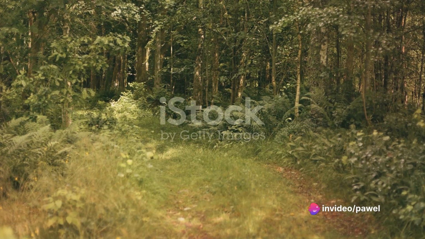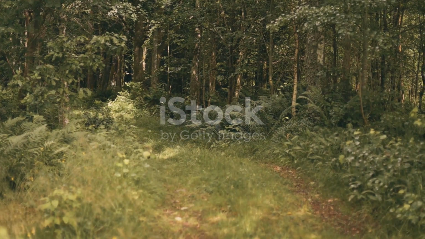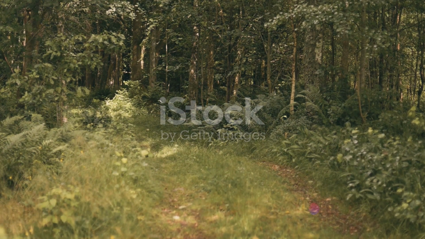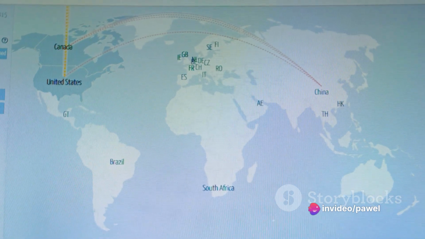Imagine walking through a forest without a map. You won't know where the pitfalls are or which path leads to safety. That's exactly how it feels to navigate the digital world without a pen testing report. These reports also provide a roadmap for improvements.